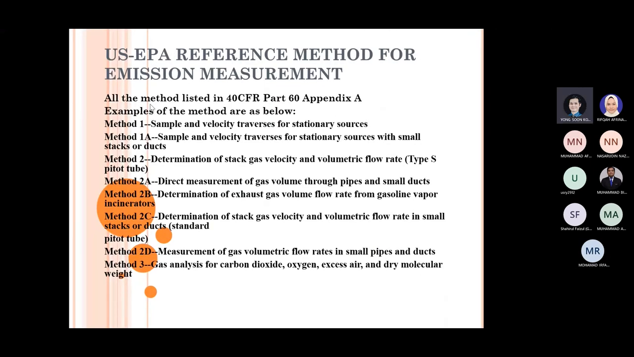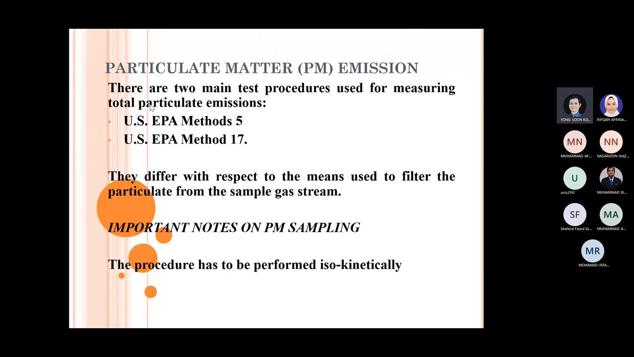These are examples of methods. There are many methods ranging from how you sample, how you determine the velocity, to how you use the pitot tube. There are many types of pitot tube. These are the regulations from the design up to the sampling technique, and moving on to the quantification or measurement. There are many standards subjected here. But in order to measure particulate matter, PM, there are two main procedures: method number 5 and method number 17. They differ slightly. After this, I'm going to show you the diagram of method 5 and 17. There are pros and cons, once again, so it depends on which one you're using.